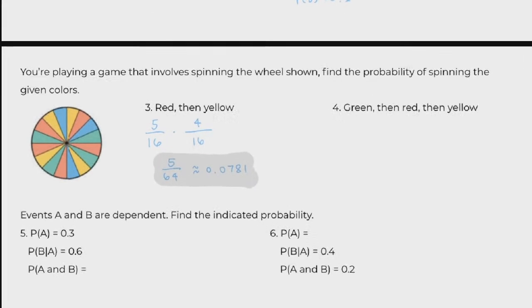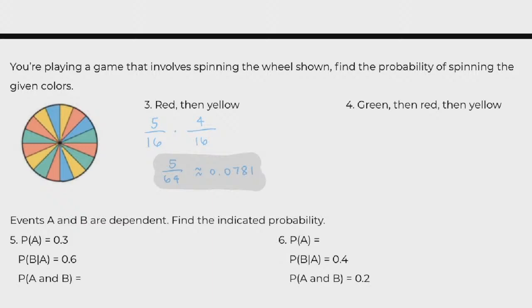On the next one, we want to spin a green. So of the 16, there are 4 greens. Then red. Of the 16, there are 5 reds. And then a yellow. So of the 16, there are 4 yellows. And if you multiply that, you'll get 0.0195.